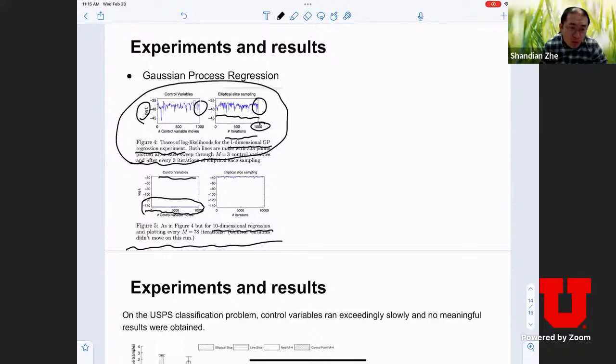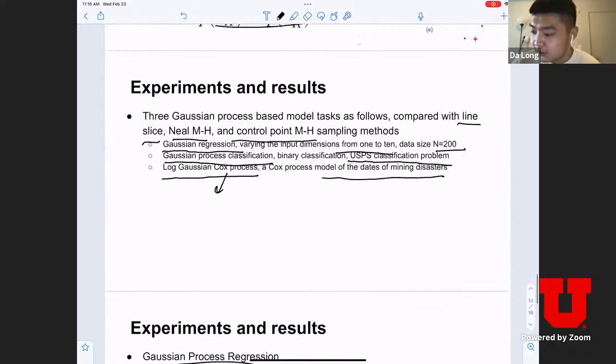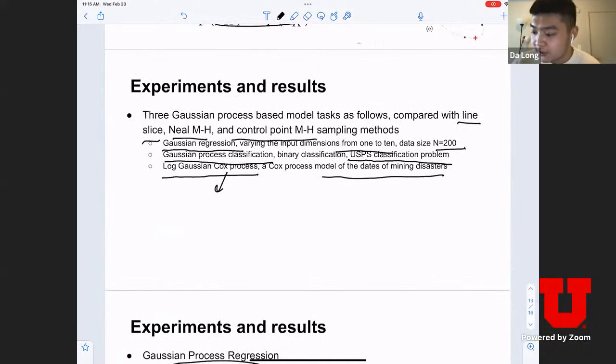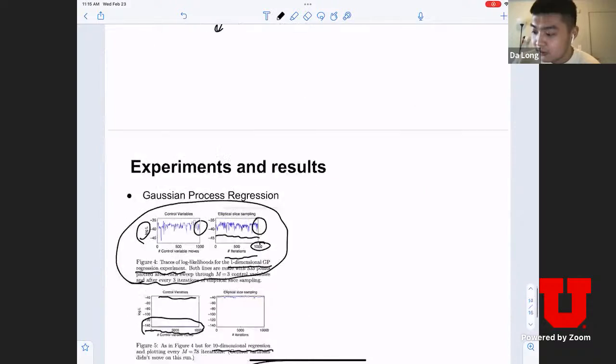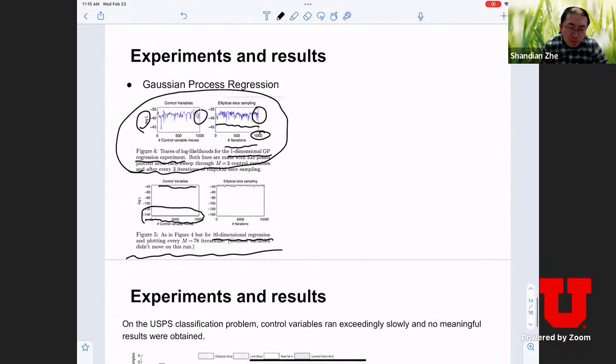What does it mean by control variable? I think it is a sampling method, control variables. Okay. Yeah.